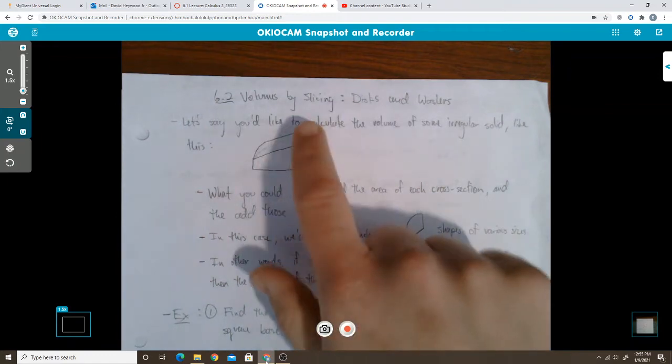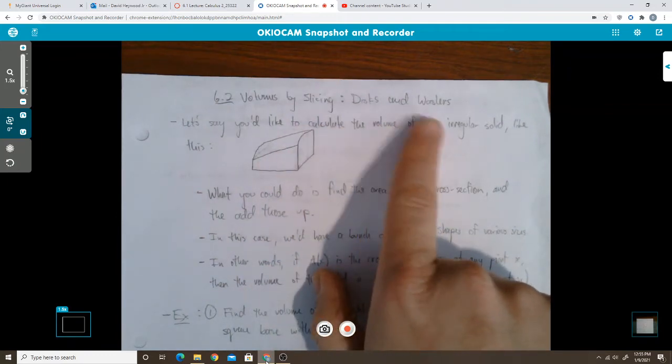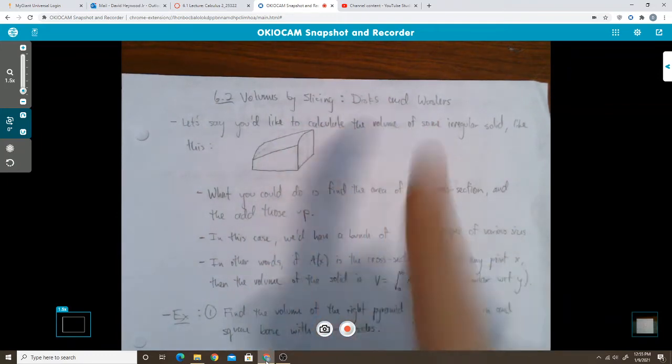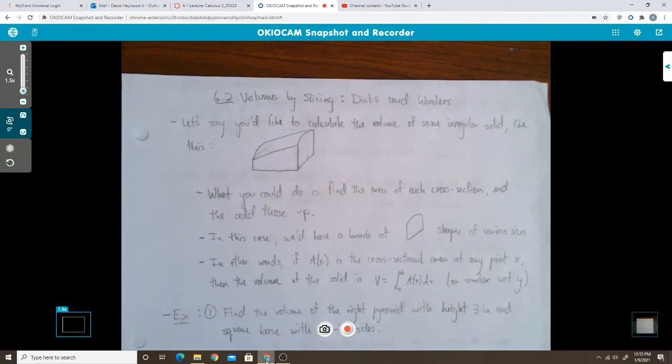We call this method the disk method or the washer method, depending on what you end up with. Again, this will make more sense as we look at some examples. The other way that we typically find volumes in calculus is to use what we call the shell method, and that'll be the topic of 6.3.